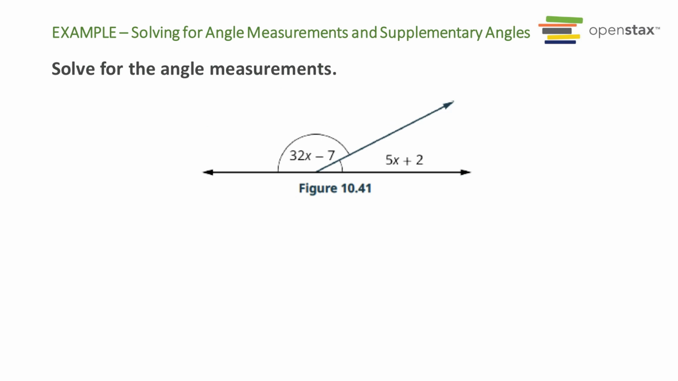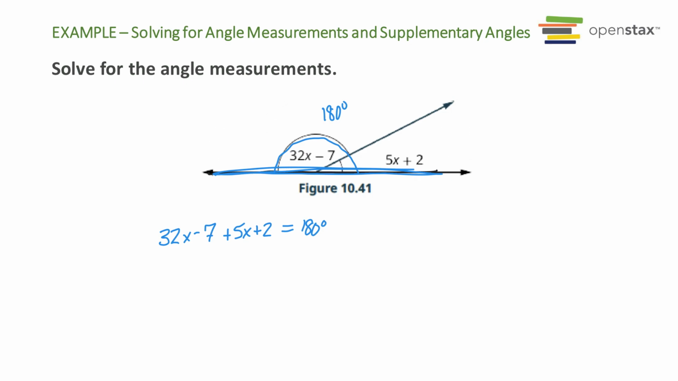Let's look at an example of how to solve for angle measures with supplementary angles. This does require a little bit of algebra, but very easy algebra, so it's not going to be too involved. Here we have two angles. This is a straight angle, right? It's a straight angle because it's in a straight line. And so together, both of these angles add up to 180 degrees. So the sum of these two angles is going to give us 180 degrees. That means that 32x minus 7 plus 5x plus 2 has to add up to be 180 degrees.